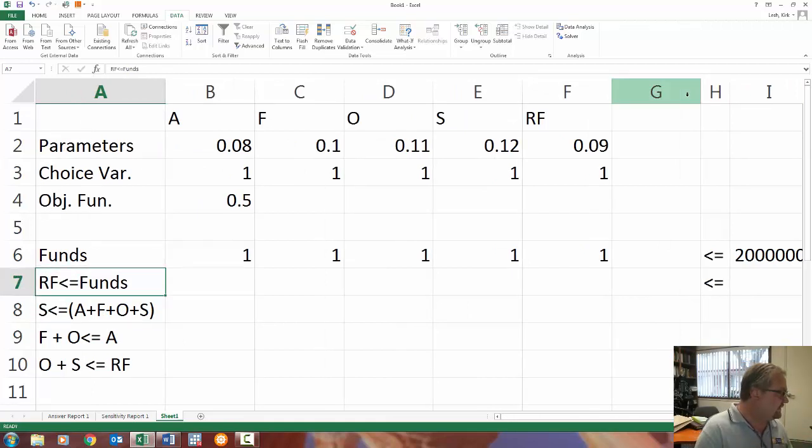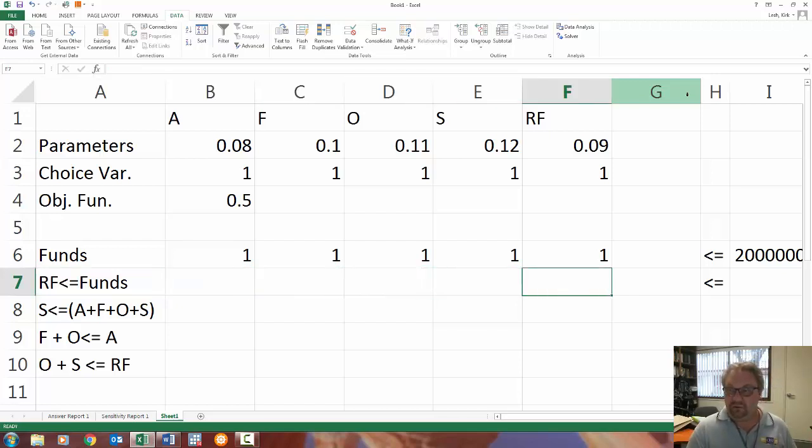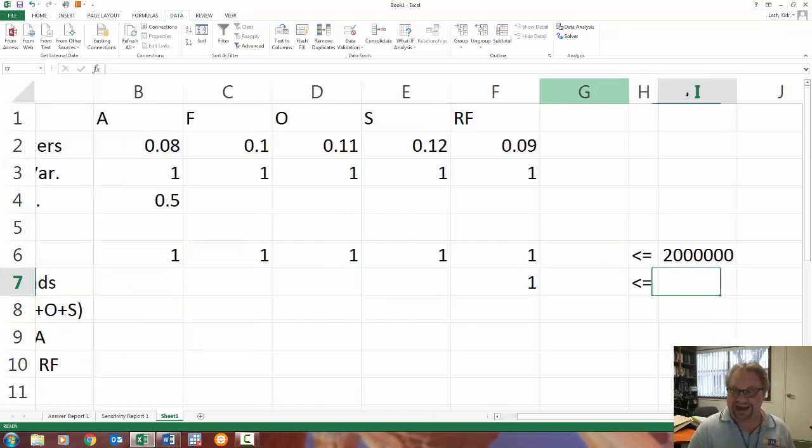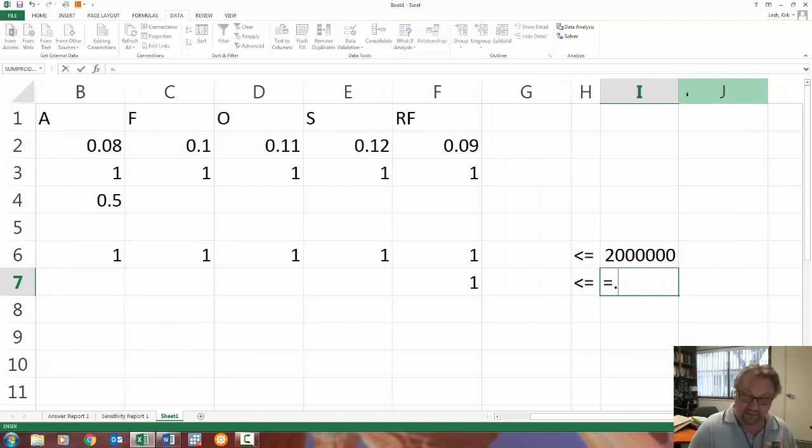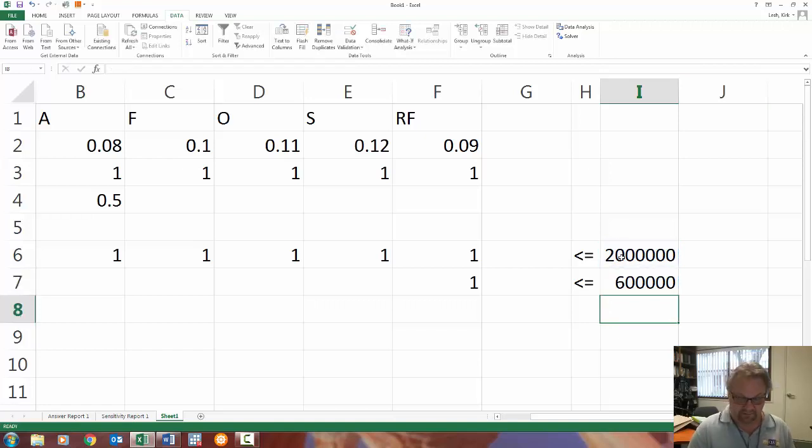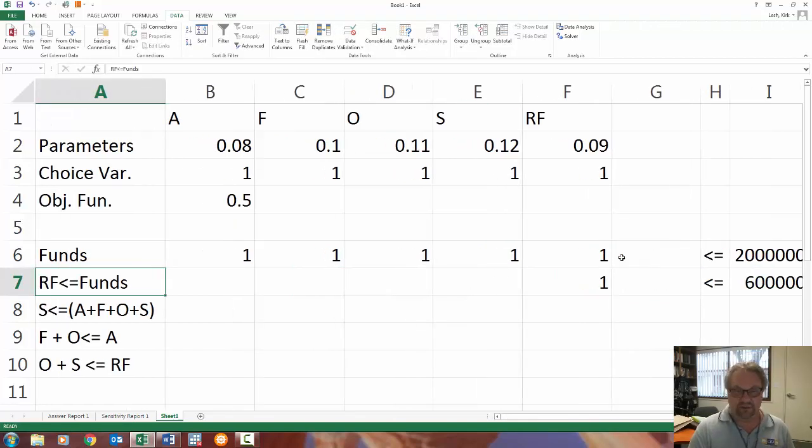Risk-free securities may not exceed 30% of the total funds available for investment. So risk-free securities may not exceed 30% of the total funds. What's 30% of 2 million? 600,000. So there's that constraint.